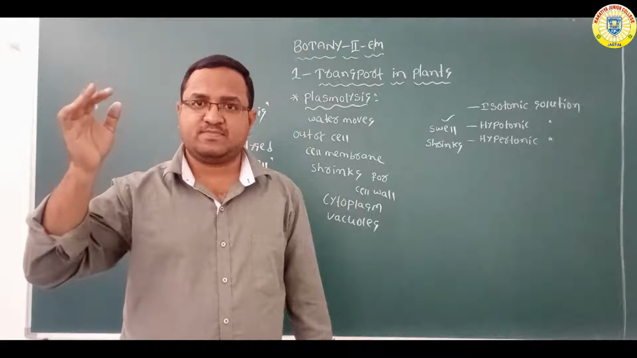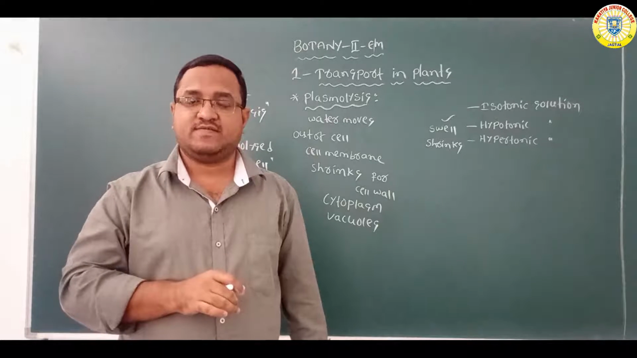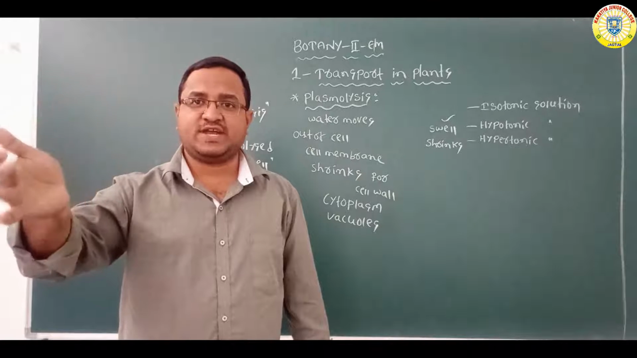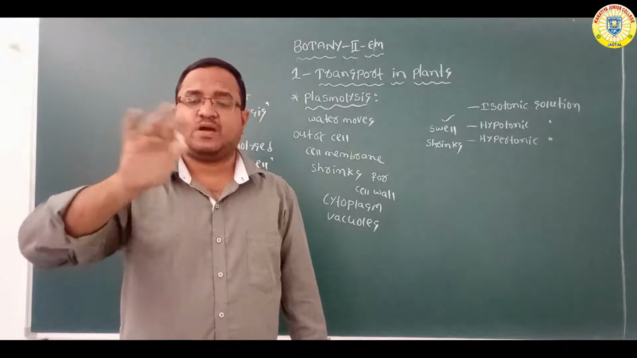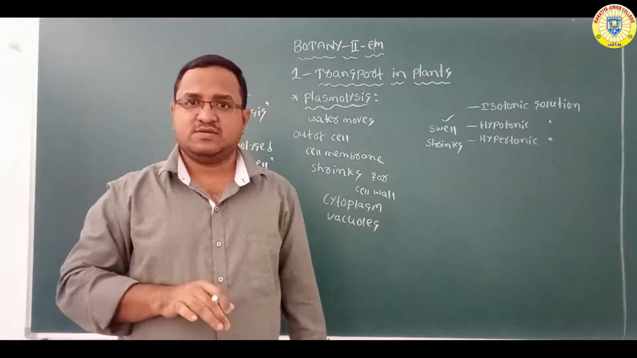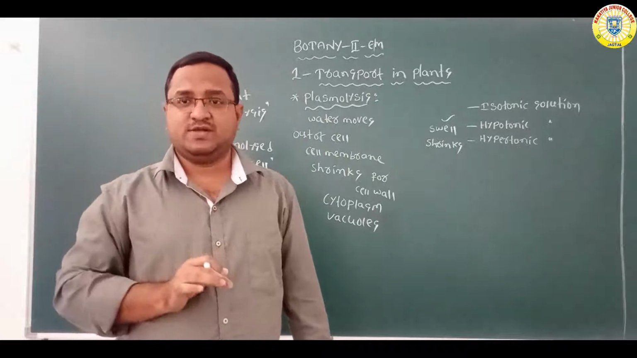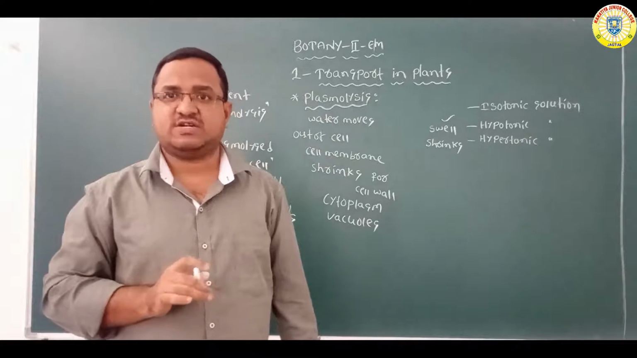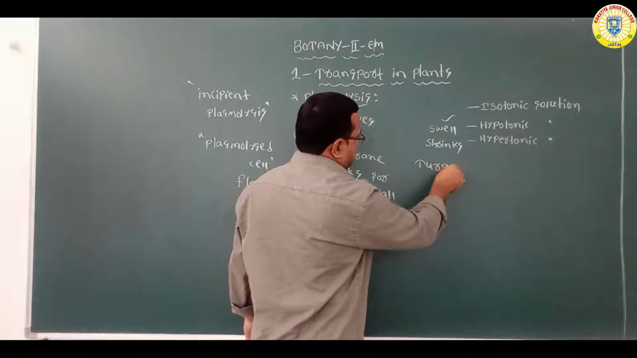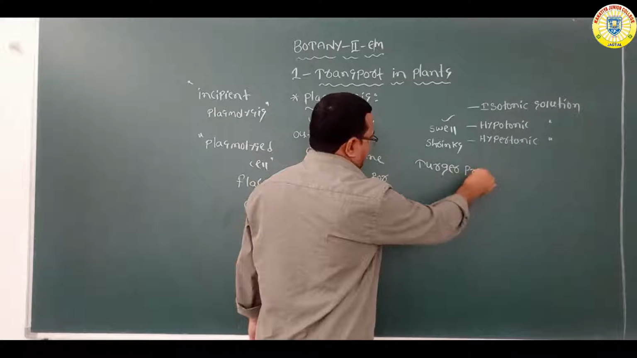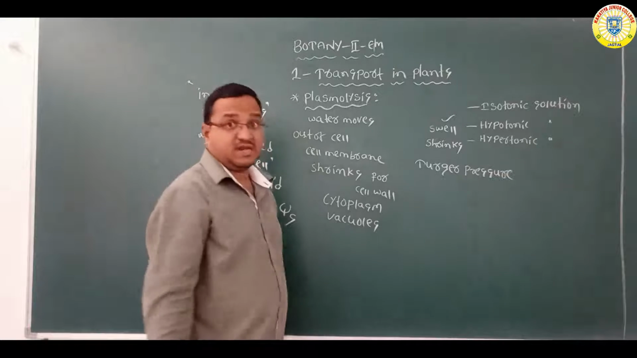The cytoplasm creates pressure against the cell wall. Whenever water diffuses inside the cell, the cytoplasm makes pressure on the cell wall. That type of pressure is called turgor pressure.